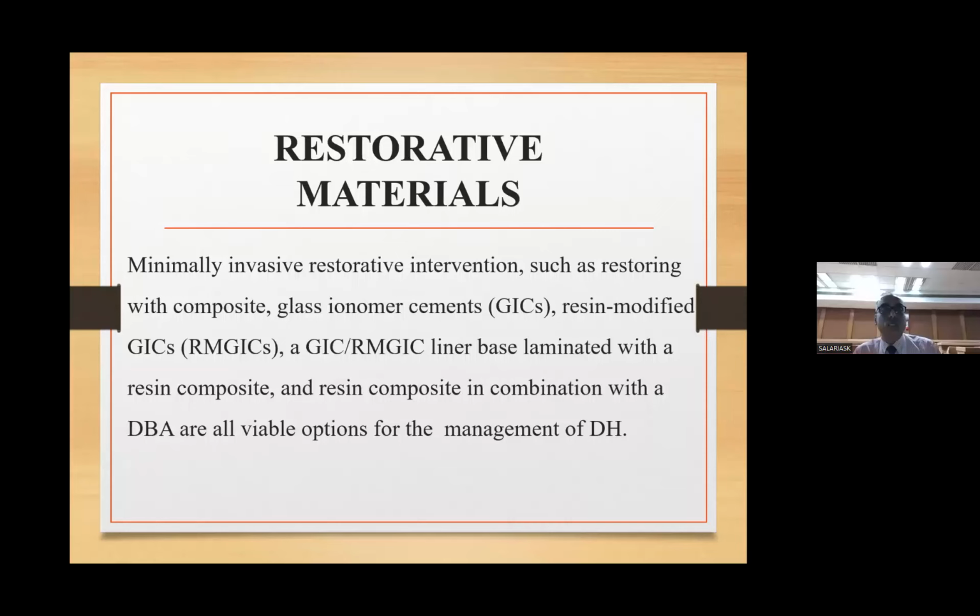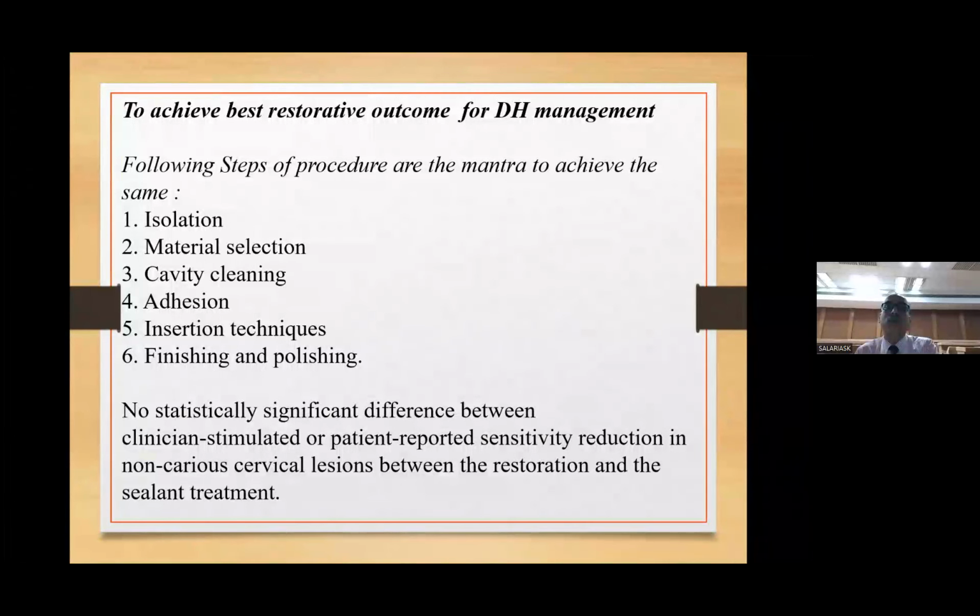Then comes the restorative material. There are various minimal invasive restorative materials available. There are GICs available, resin modified GICs, flowable GICs, and light cure GICs are now coming up. Everyone has their own advantages and disadvantages. But before we want to achieve a good restorative outcome for the management of dentinal hypersensitivity, the following steps have to be the mantra for achieving the same.